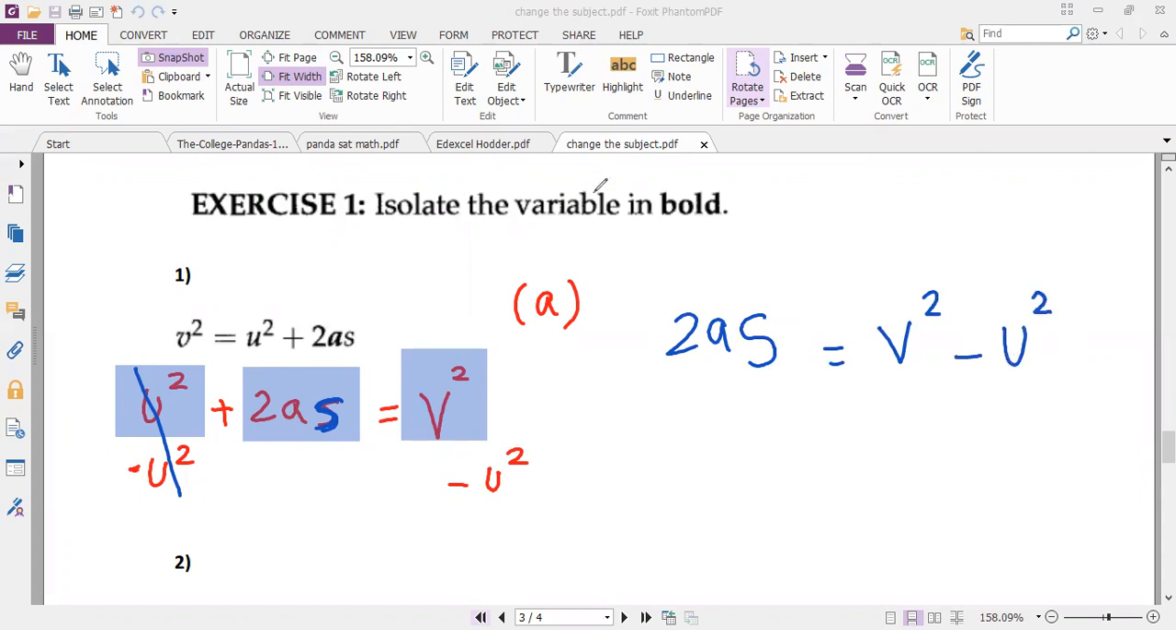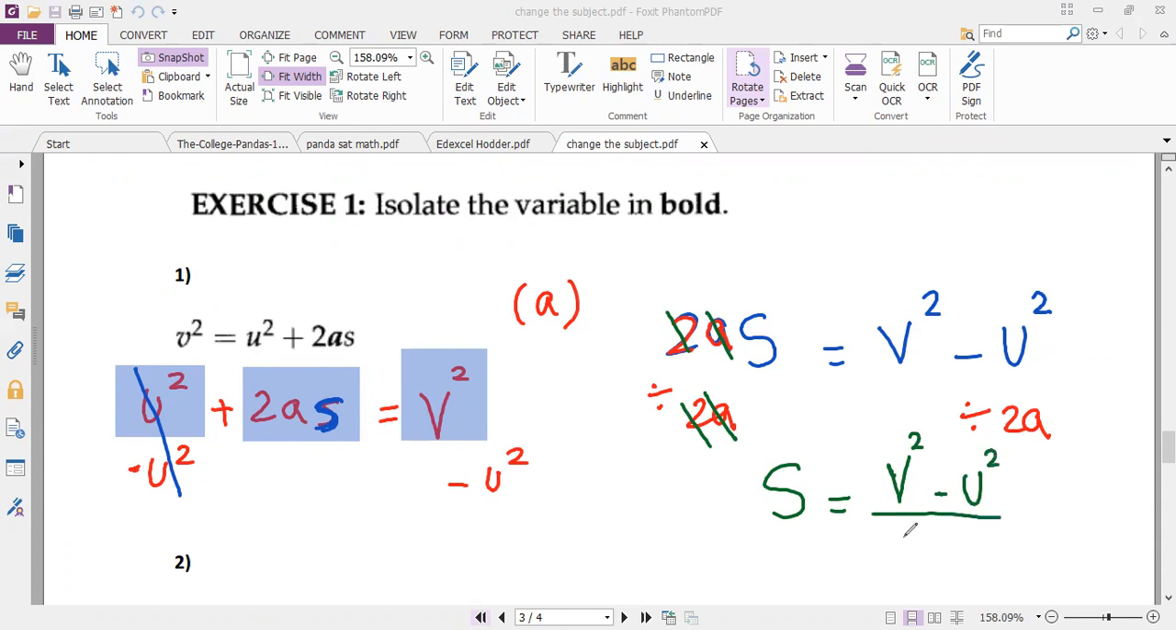What is the next step? I want to get rid of 2a. So how can we get rid of 2a when they are multiplying together? So divide by 2a and divide by 2a, both sides. Cancel 2 and 2, cancel a and a. Then s equals s now is written alone. s equals v squared minus u squared over 2a. s now is the subject.